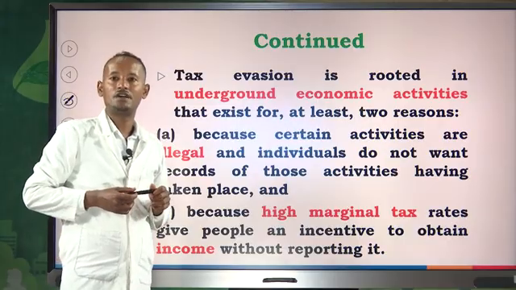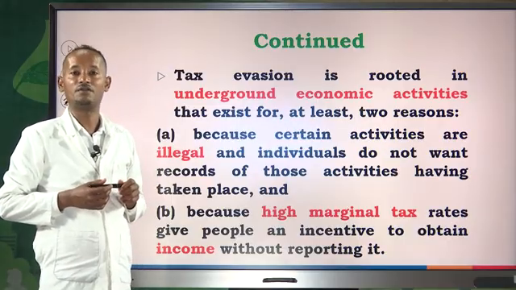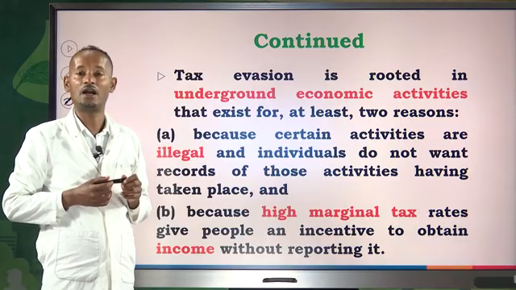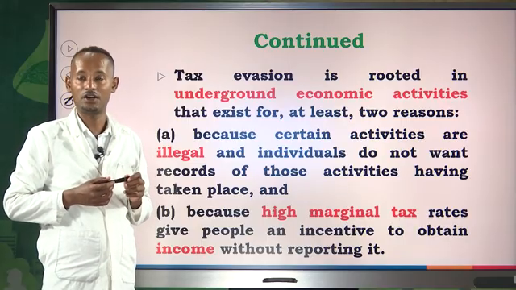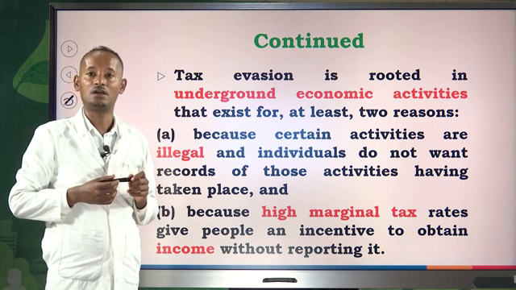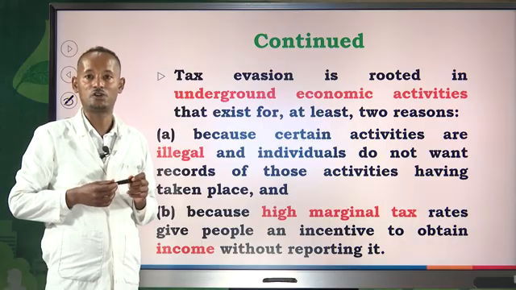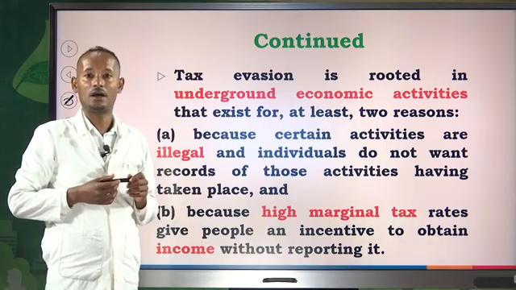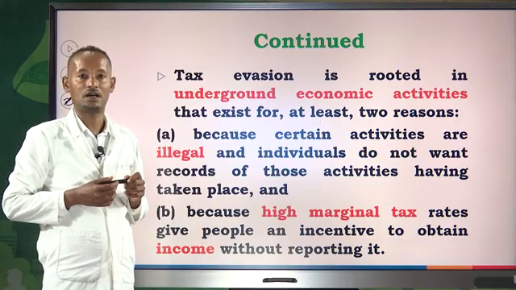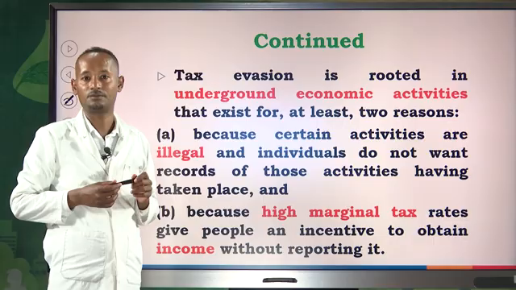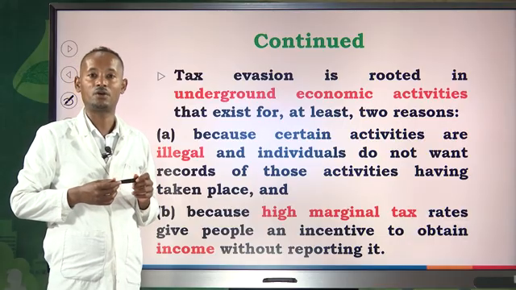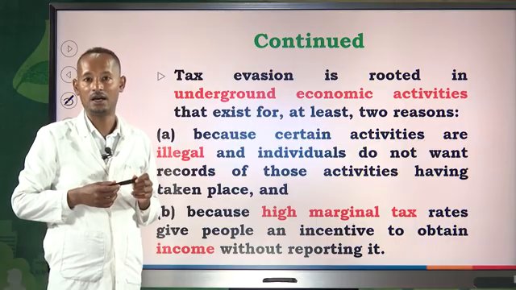Tax evasion is rooted in underground economic activities. Falsifying tax information is mostly rooted in underground economic activities. Underground economic activities are those economic activities which are not registered for tax by the revenue authority. And this is because, A, certain activities are illegal, like drug dealing. So they don't want to register for the tax revenue because their economic activity is illegal.